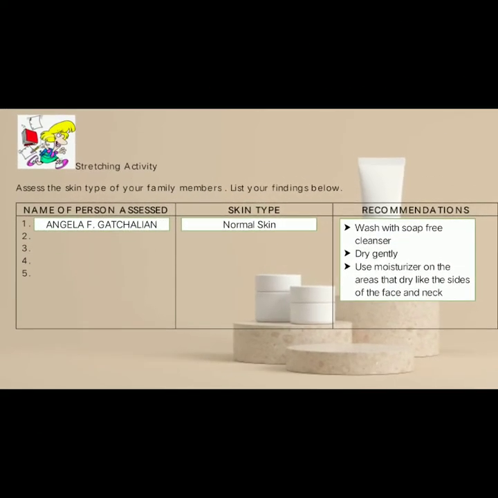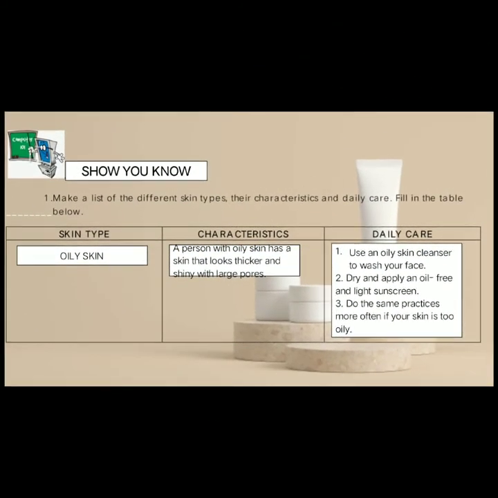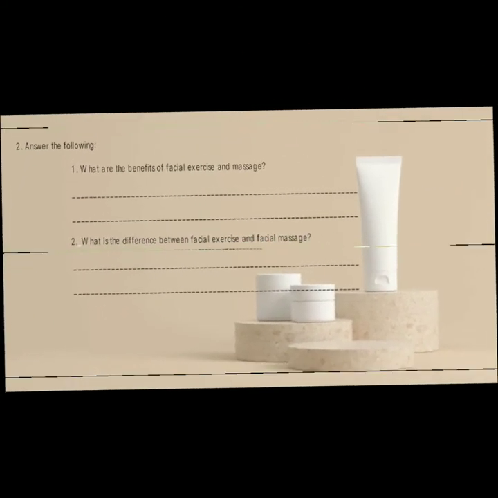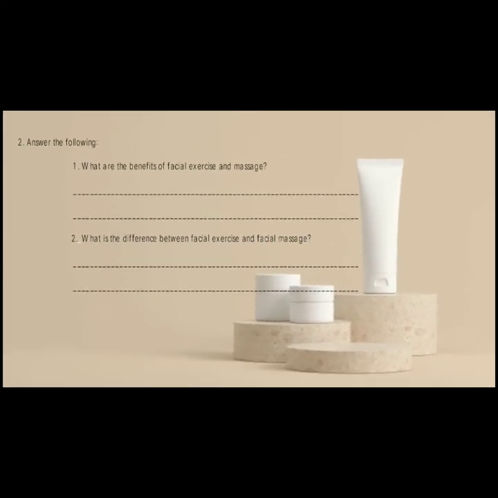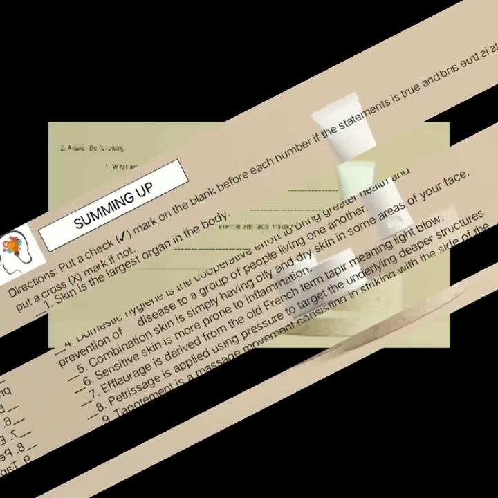For stretching activity, your task is to assess the skin type of your family members and list your findings. For example, the name of the person assessed is my name and my skin type is normal skin. And your recommendations for me are wash with soap-free cleanser, dry gently, and use moisturizer. For show you know, just open your Technology and Livelihood Education book from page 250 to 251 for your reference. And for your second task in show you know, just answer the following questions.